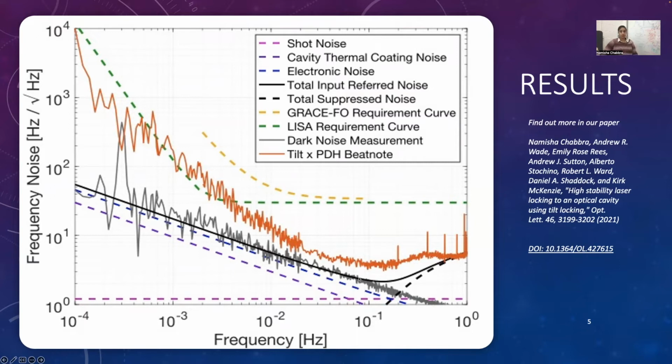So we've also modeled various noise sources and the LISA mission requirement, which is this green dashed curve here. So with this plot, we have shown that tilt locking is near the LISA mission frequency stability requirement and has a similar performance to PDH locking. We believe tilt locking can approach fundamental shot noise and thermal limits, which makes it a potential candidate for space applications requiring high stability.